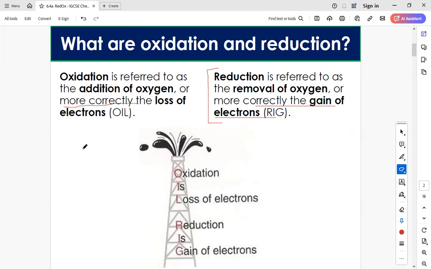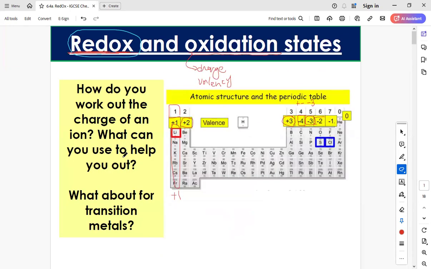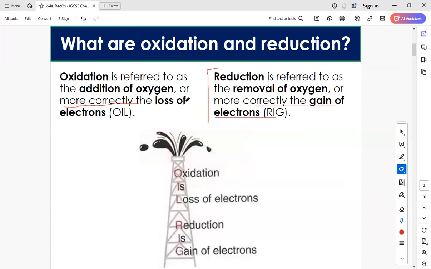Now, where does oxygen belong? Which group does oxygen belong to? Group 6, right? Yes, exactly. Now how many electrons can oxygen gain or lose? How many electrons can oxygen gain? It can gain 2. Yes, exactly. So it will gain 2 electrons, right?